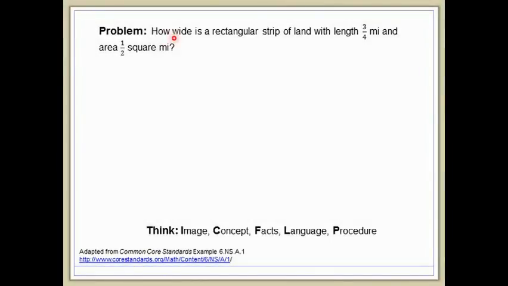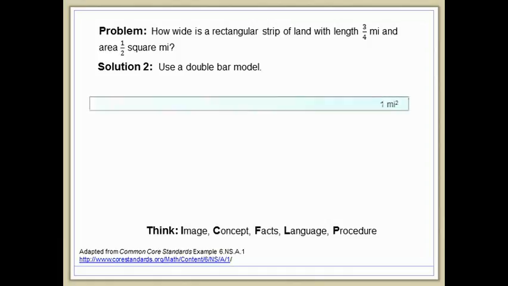Here's our problem again. How wide is a rectangular strip of land with length 3/4 mile and area 1/2 square mile? This time we use a double bar model, which is very closely related to a double number line. We begin by representing 1 square mile as this blue bar, in which case 1/2 square mile, the area that we have in our land, is half of that, so we'll shade that tan here.